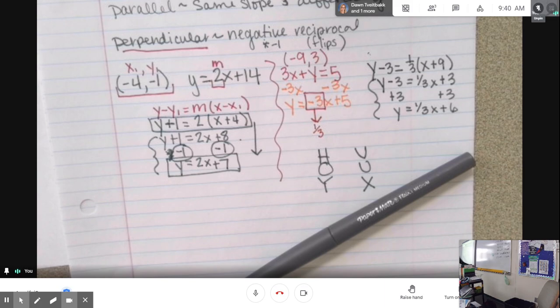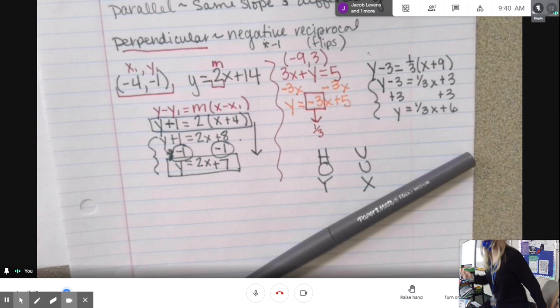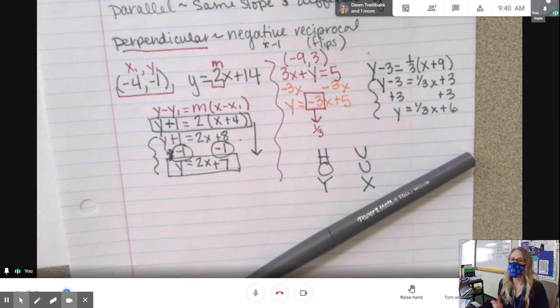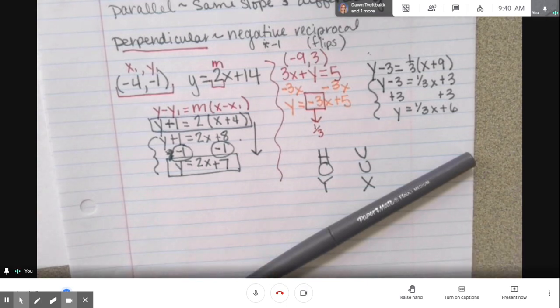Turning it into slope intercept is simplifying, yes. Slope, point slope and then slope intercept. Correct. And that would be like simplifying. It is super easy to get mixed up.